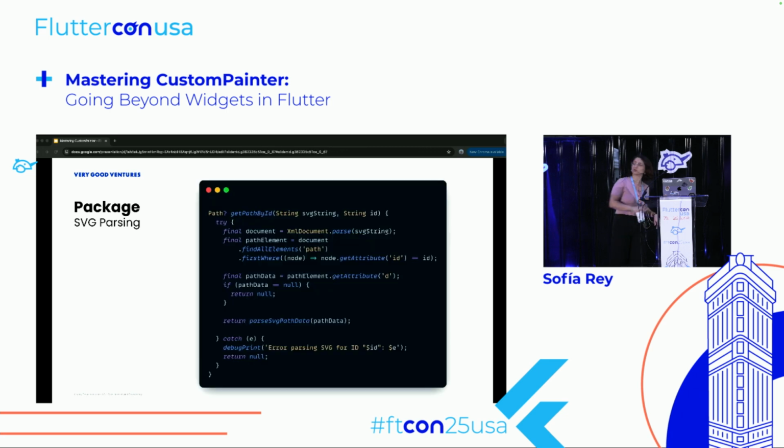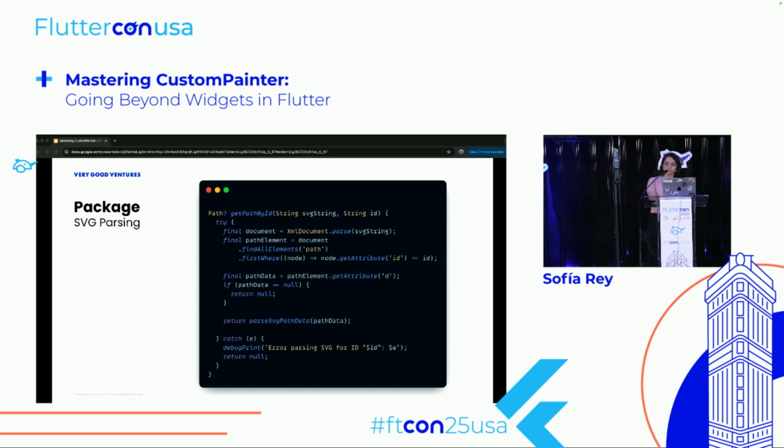So how would this look? Basically like this. First, we get the XML document from our string. Then we find the path tags by ID in this case. And once we have the path we want, we access the D property, and we can call parseSvgPathData, which is a method from the path drawing package.